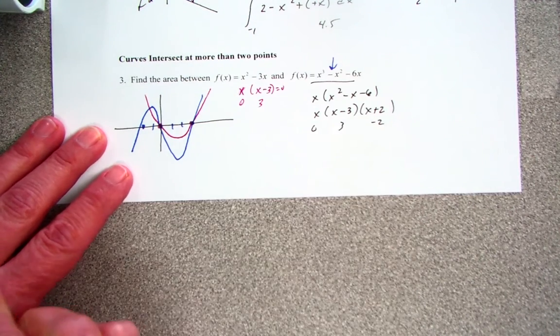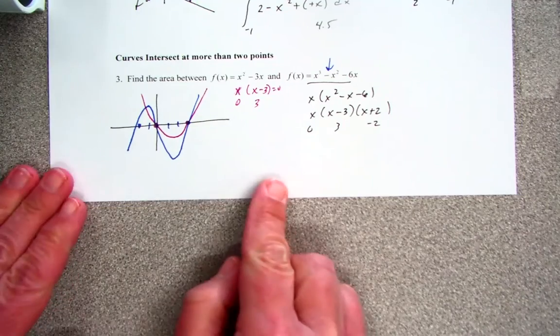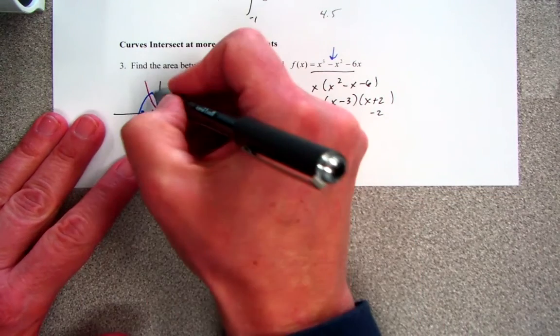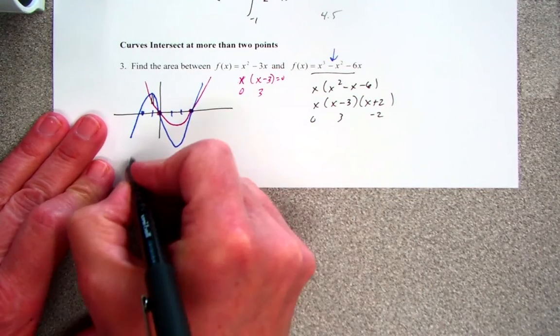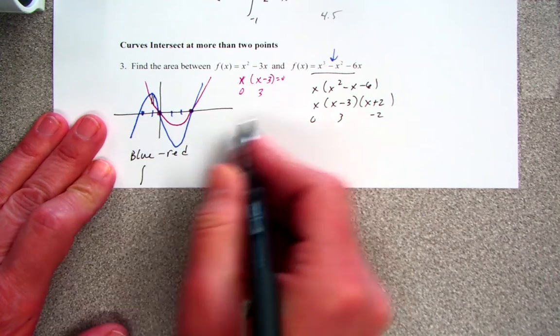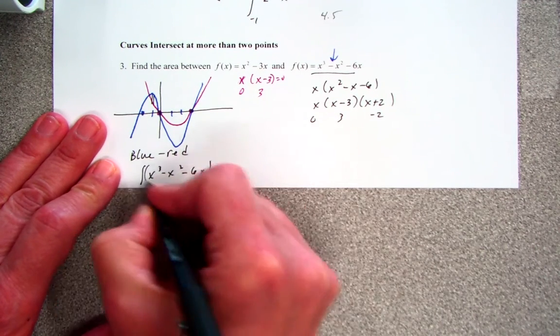So I see I have 2 distinct areas that I'm going to be looking at. You can see them there. I'm going to bring up my sheet here so you can see them. I just drew those, and I found those regions. So what I'm going to do is find the area in this first section, which is blue minus red. So I'm going to take the blue, which was my cubic, and I'm going to subtract my red.